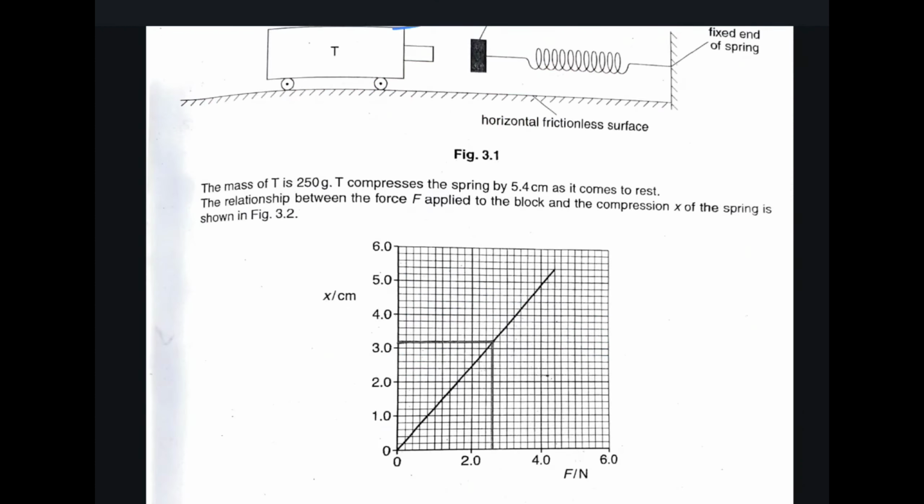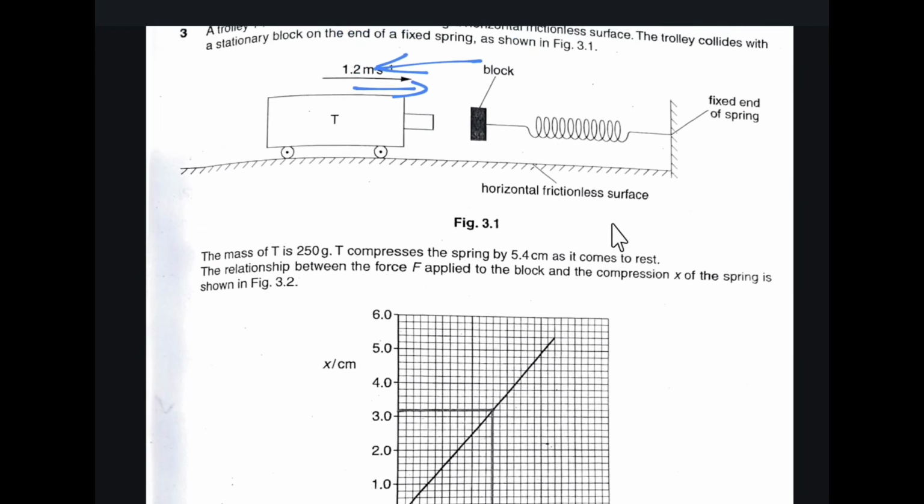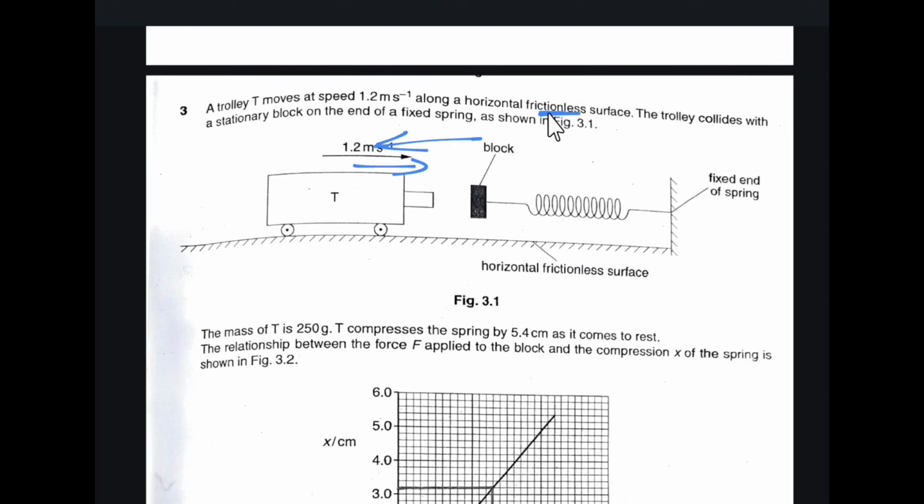Since we know that there is a constant increase in elastic potential energy, also we can see that since the surface is frictionless, that means there is no frictional force. That means the total kinetic energy is converted to the total elastic potential energy and total kinetic energy of the block. That means the total kinetic energy of T is converted to total kinetic energy of the block and the total elastic potential energy of the spring.